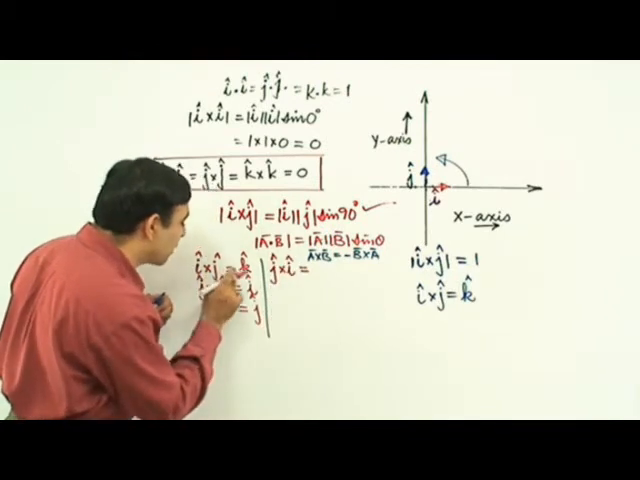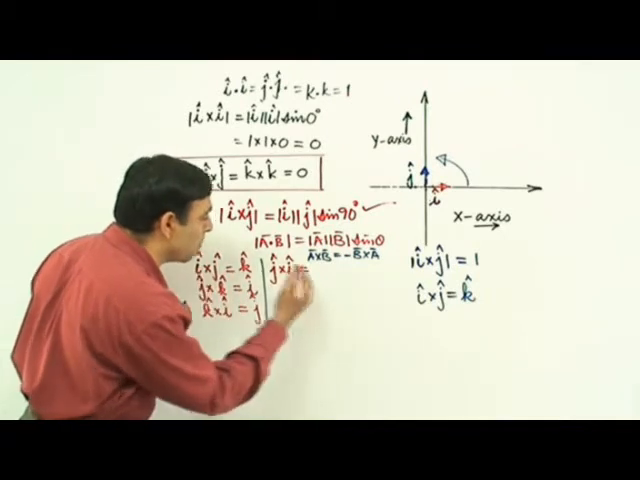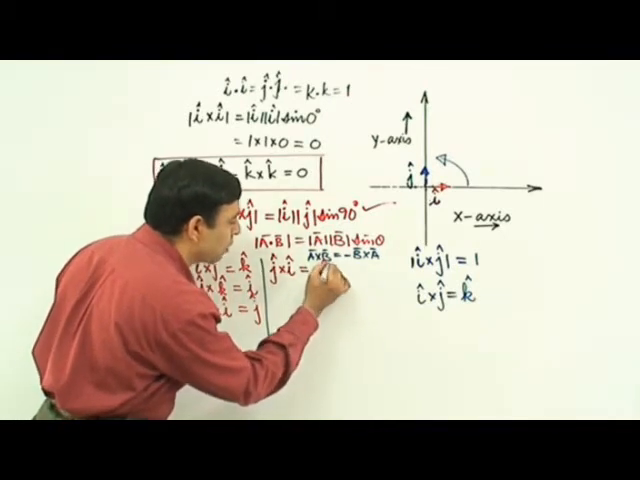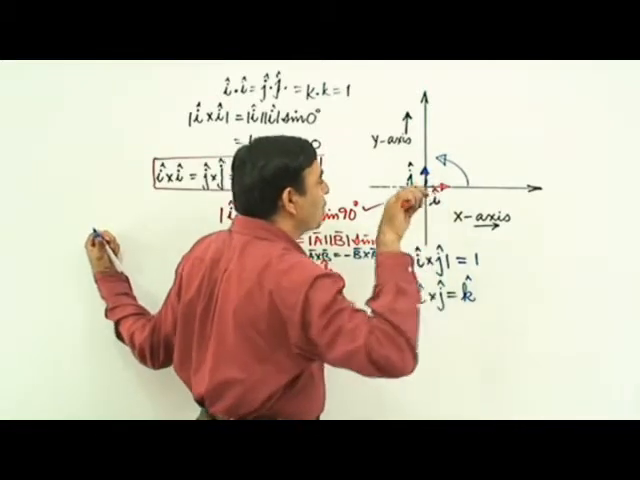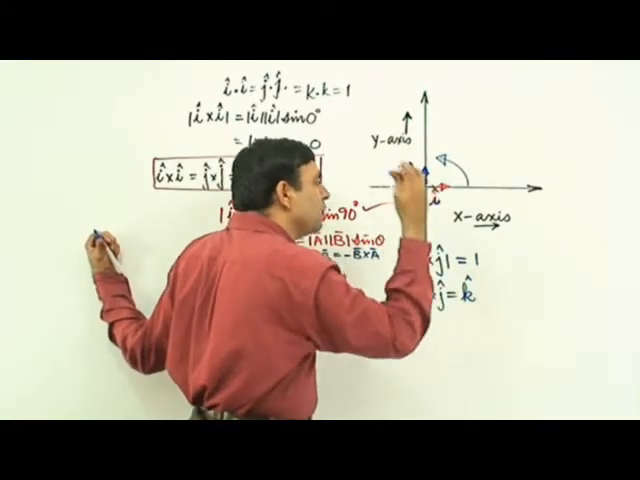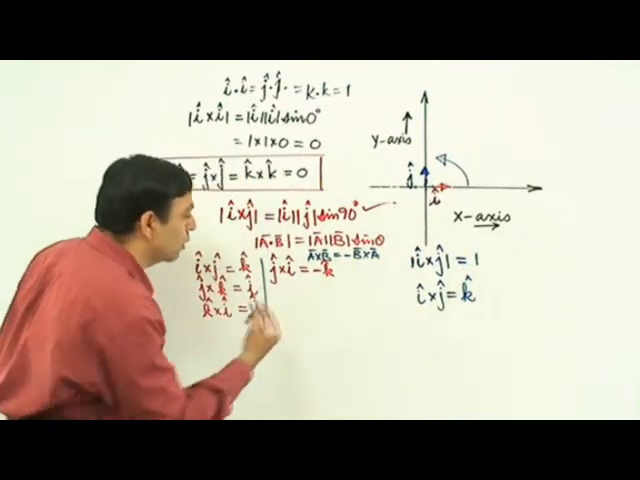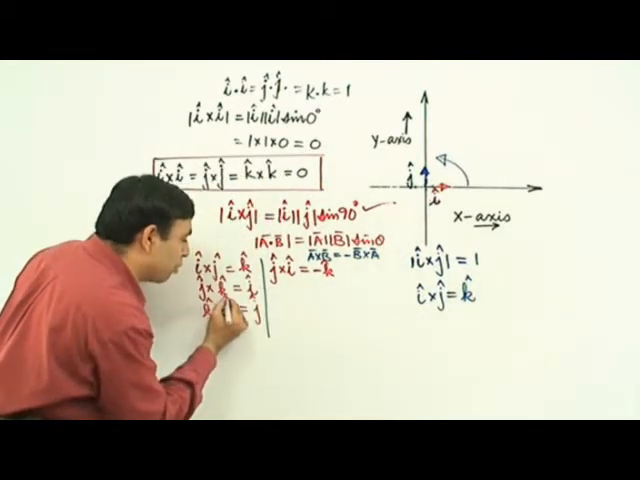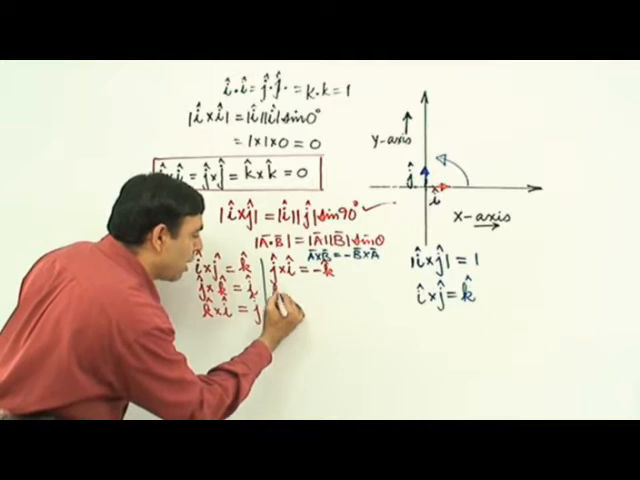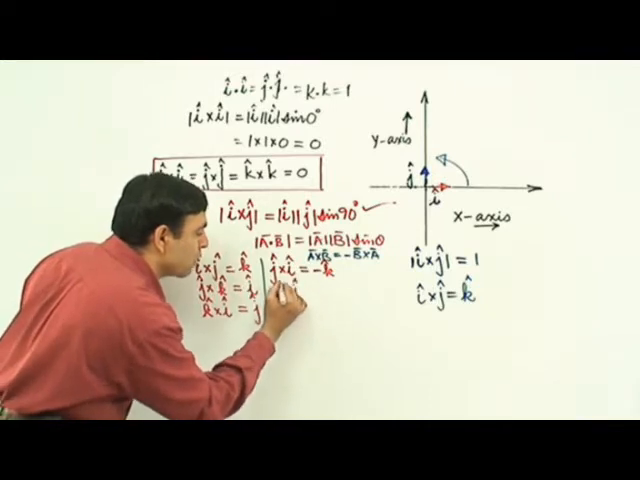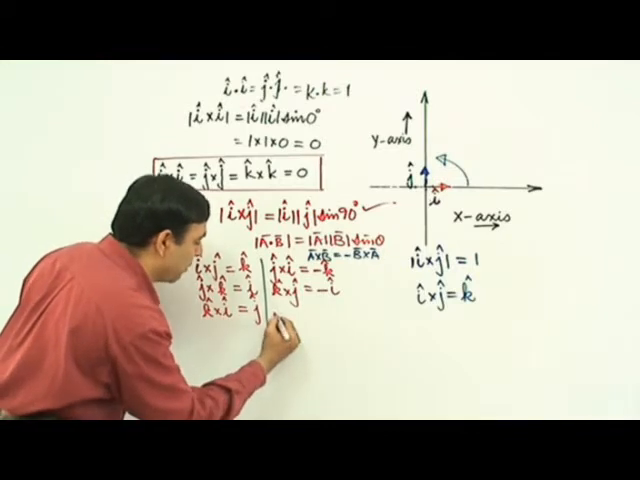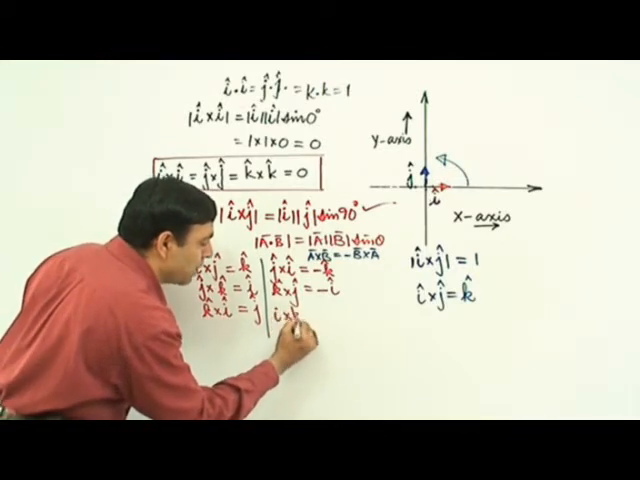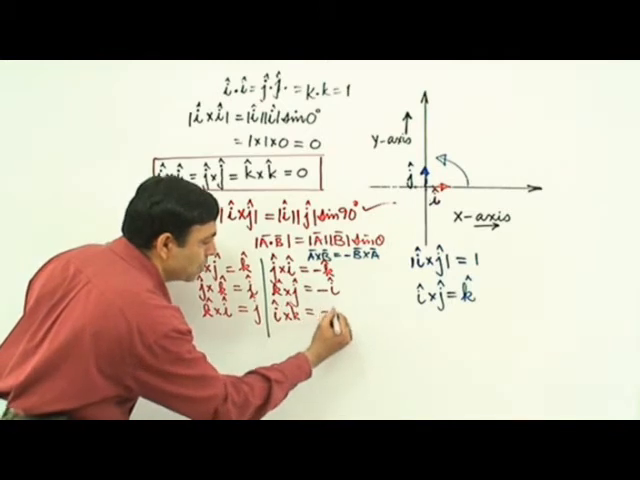I cross j is k, which means j cross I is going to be minus k, because A cross B and B cross A are negative vectors of each other. We know I cross j is out of the board, j cross I is going to be into the board, that means minus k, towards the negative z direction. Similarly, j cross k is I, so k cross j is going to be minus I, and k cross I is j, so I cross k is going to be minus j.